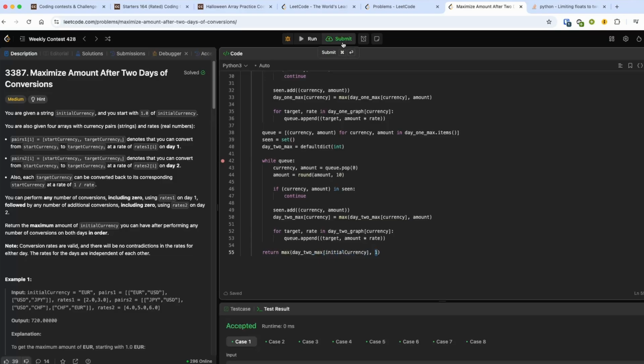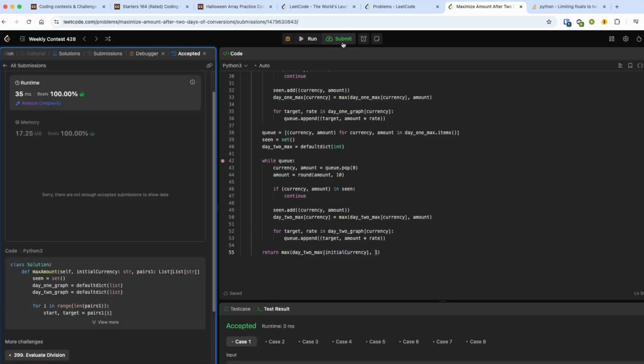So let's submit and make sure that it works. And it does work. So hopefully this is helpful and it made sense.